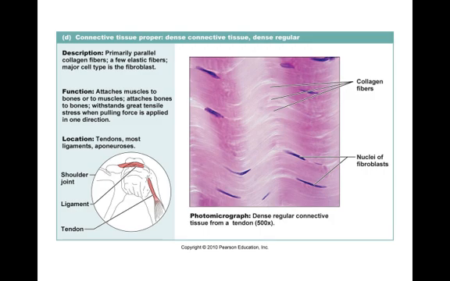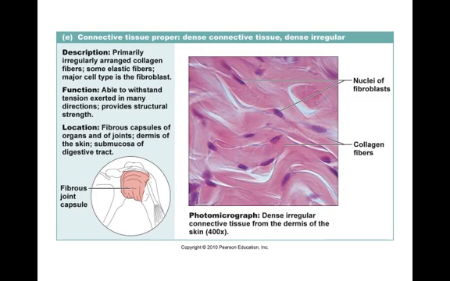Now, with the next one that we're going to see, it's a very similar type of tissue, but now instead of everything running in a parallel format, it's all kind of scattered around. So as a result, we call this dense irregular, with really the only difference being that now instead of everything running in this parallel fashion, it's kind of crisscrossing. And there's times when you want things to run in parallel because you know exactly what direction the force that you're dealing with is going to come in.